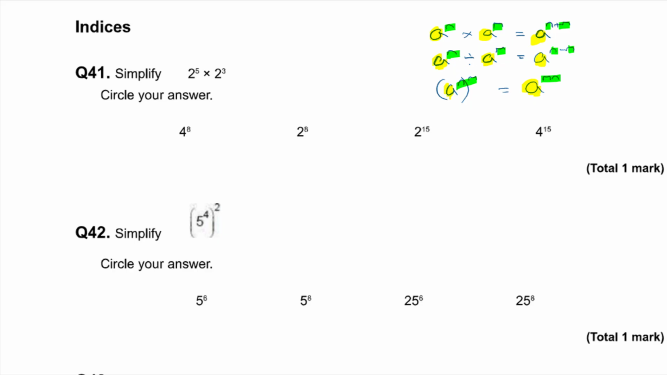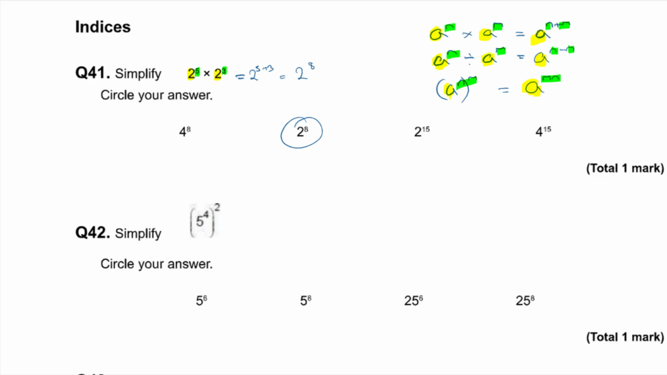So first up, we've got question 41. It's simplify 2 to the 5 times 2 to the 3. So you can see I've got two numbers with the same base, 2 and 2, and I've got indices on both of them, and I multiply them together. So our first rule says we need to add the indices. So 2 to the 5 times 2 to the 3 is going to be 2 to the power of 5 plus 3. That's 2 to the power of 8, isn't it? It's that one there.